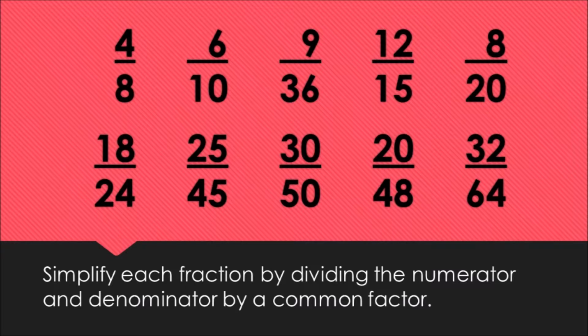4/8, 6/10, 9/36, 12/15, 8/20, 18/24, 25/45, 30/50, 20/48, 32/64. All right, so go ahead and write these 10 fractions down in your journal. Work them out. Simplify each one by dividing the numerator and the denominator by a common factor. So do that now. Go ahead and pause the video, and I will be back with the answers.